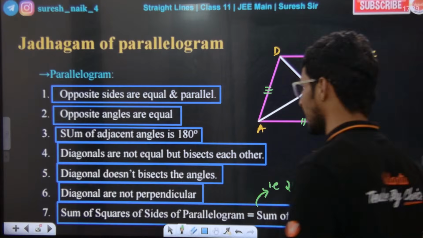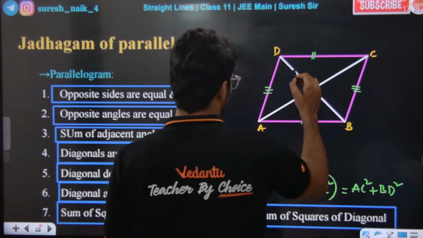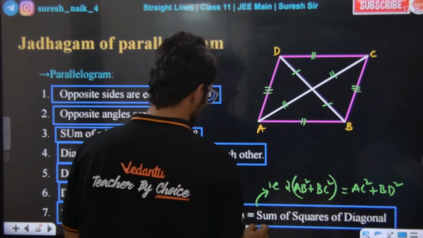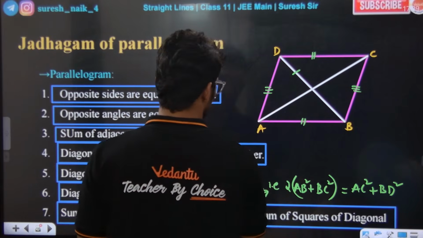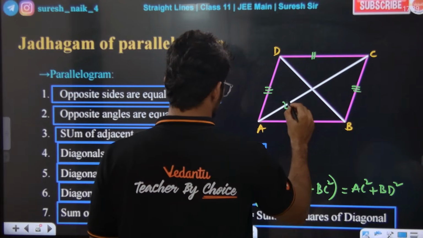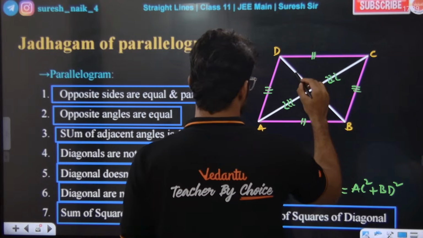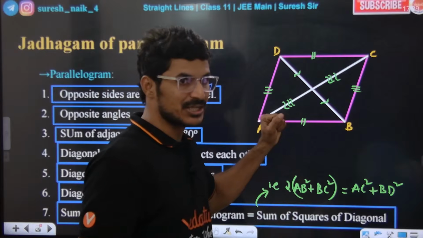Diagonals do not bisect the angle. Diagonals are not equal, but they bisect each other. So this length will be equal to this length. Are you getting the point or not? This length will be equal to this length. Diagonals bisect each other means what?